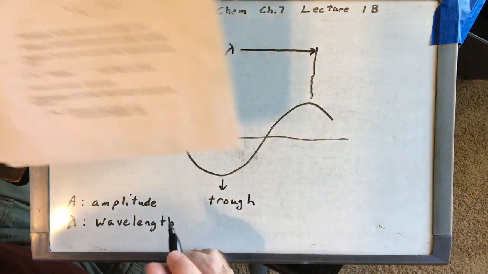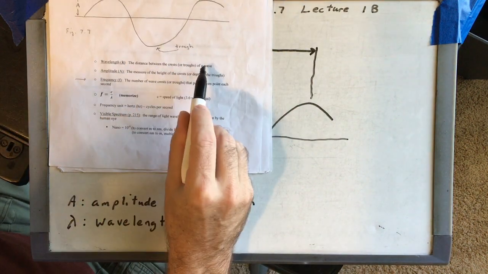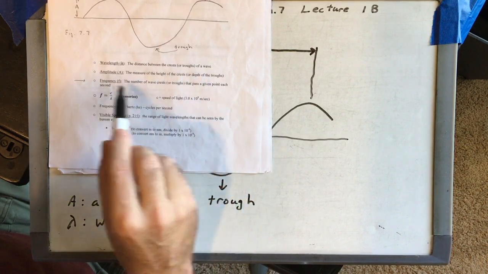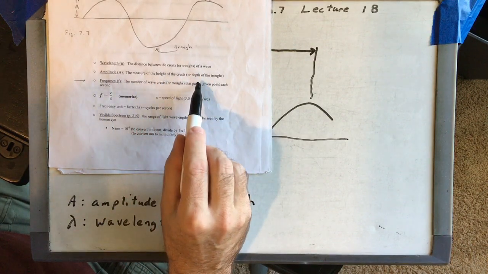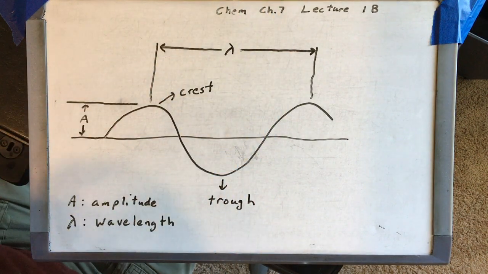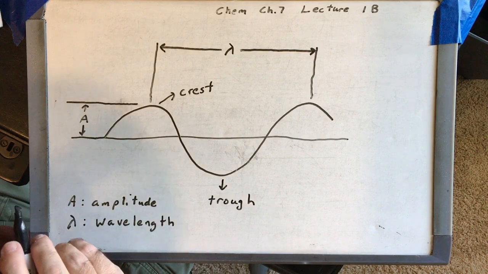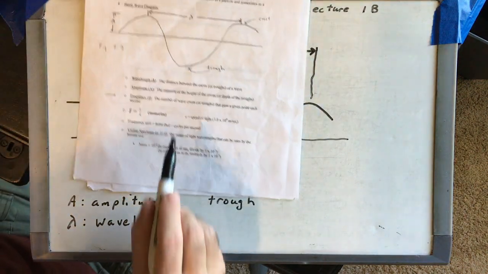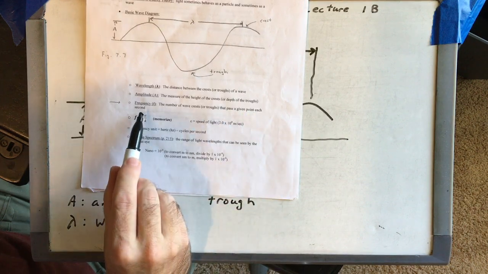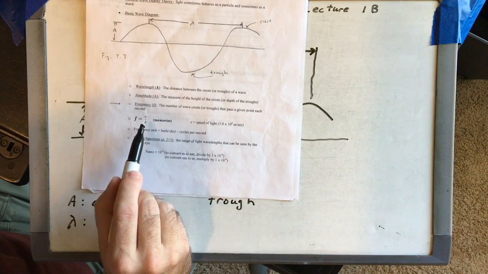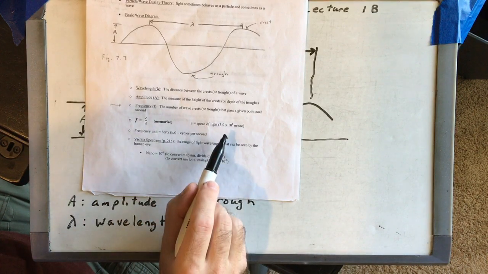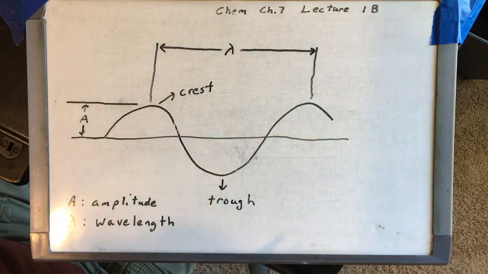And in your notes it says wavelength, distance between crests or troughs; amplitude, the measure of the height. And then the last thing we want to talk about is frequency. Frequency is the number of wave crests or troughs that pass a given point each second. In lecture 2, we're going to do some math involving the frequency and the speed of light. But that's where we're going to stop on this lecture.